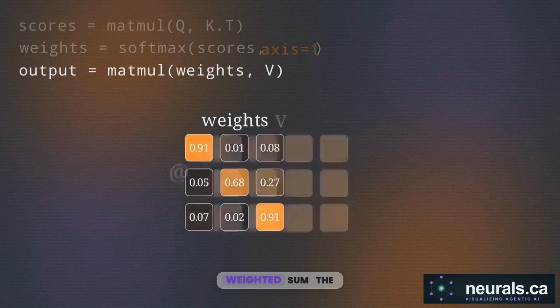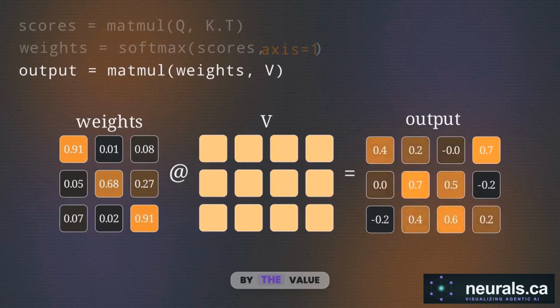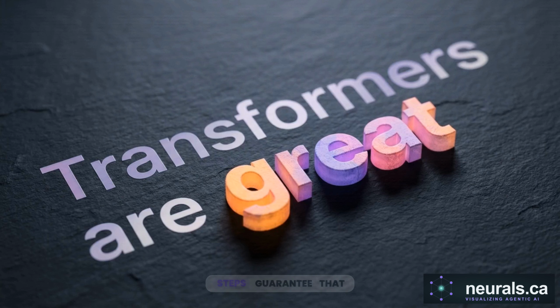Finally, we hit the weighted sum. The function multiplies these newly minted probabilities by the value matrix. Those 3 steps guarantee that each row of the output is a dynamic, mathematically weighted blend of the entire surrounding sequence.